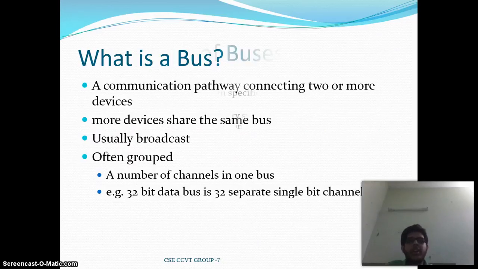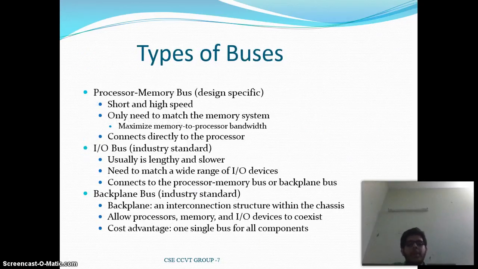Buses are traditionally classified into three types: processor-memory buses, input-output buses, and backplane buses. Input-output and backplane buses are often standard buses, while the processor-memory bus is usually design specific. In general, processor buses are short and high speed. They try to match the memory system in order to maximize the memory-to-processor bandwidth and are connected directly to the processor.